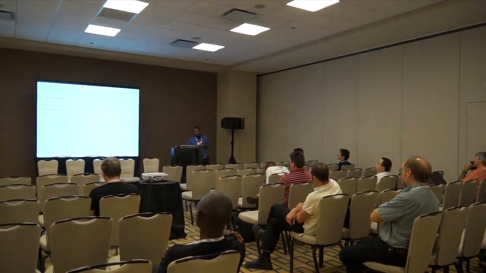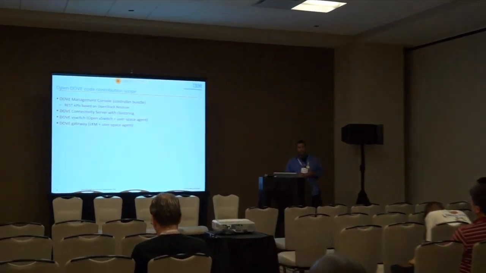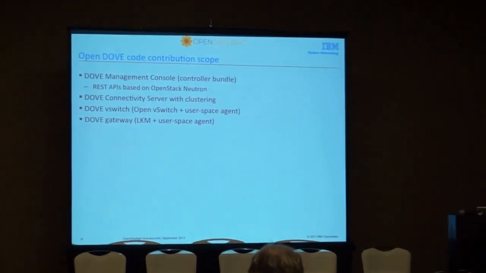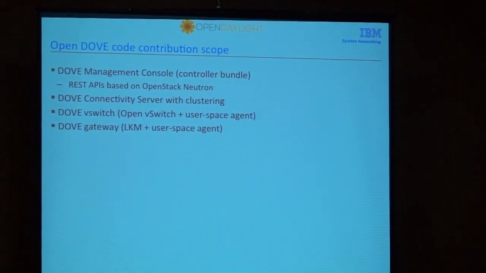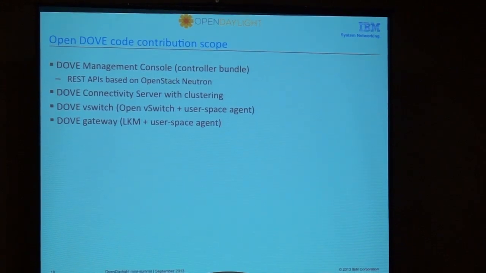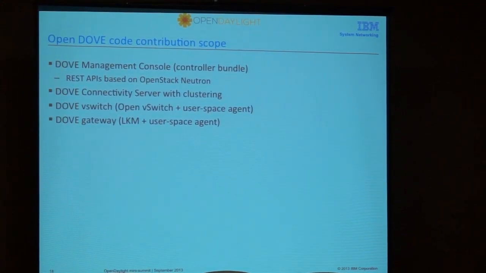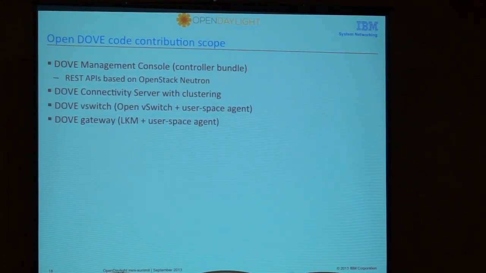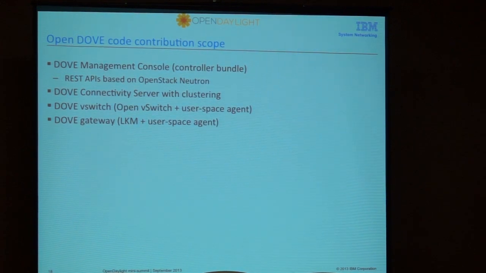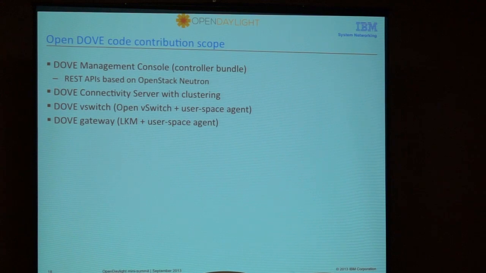Okay. So what are we bringing to OpenDaylight to start with? We have the management console, and I'll show architecturally where it sits. It actually sits in the controller as a bundle and takes advantage of some of the controller services. It provides a set of REST APIs for programming virtual networks. The REST APIs are based largely on OpenStack Neutron APIs. They're APIs that everyone uses and understands, so we wanted to use something that's common in the industry.